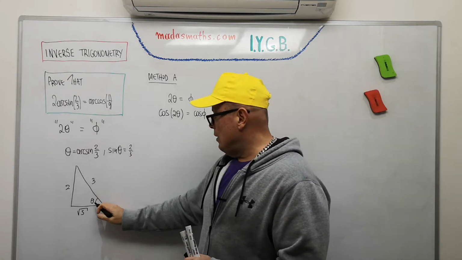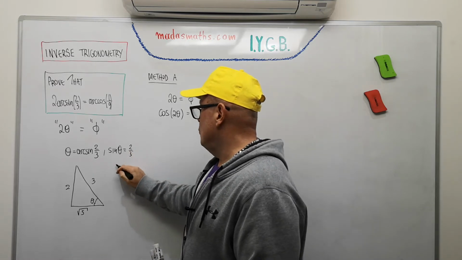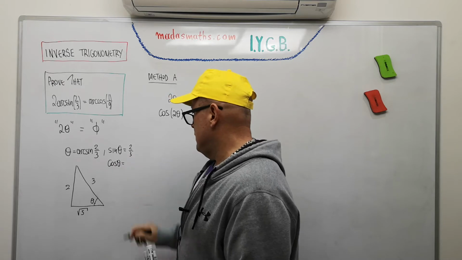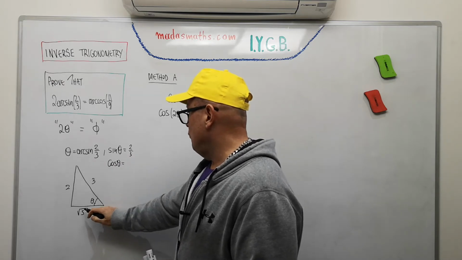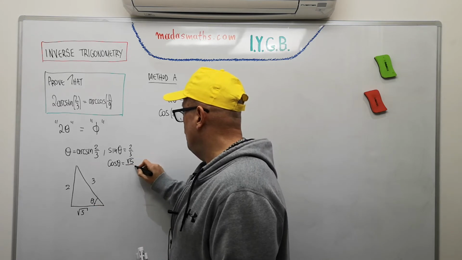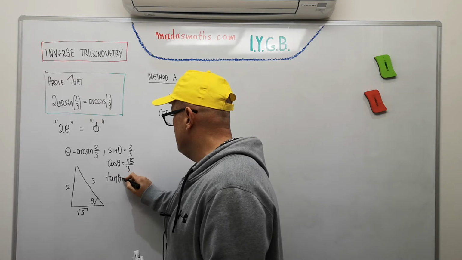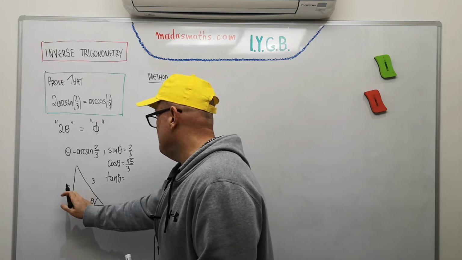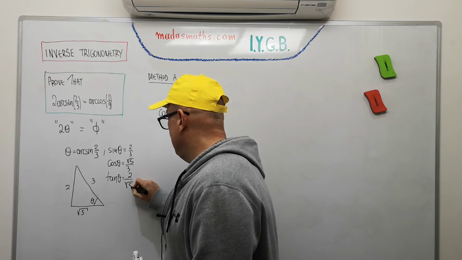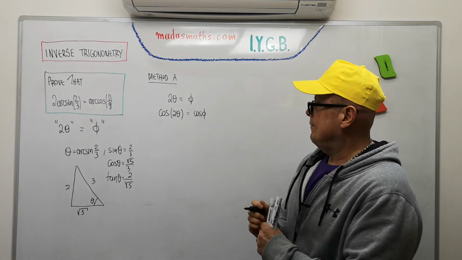I cannot use my triangle directly, because my triangle will give me the sine of theta is 2/3. It will also give me the cos of theta if I need it, which is going to be root 5 over 3. It will also give me tans. The tan of theta from this triangle is going to be 2 over root 5. So I can get something to do with theta, but not cos of 2 theta.